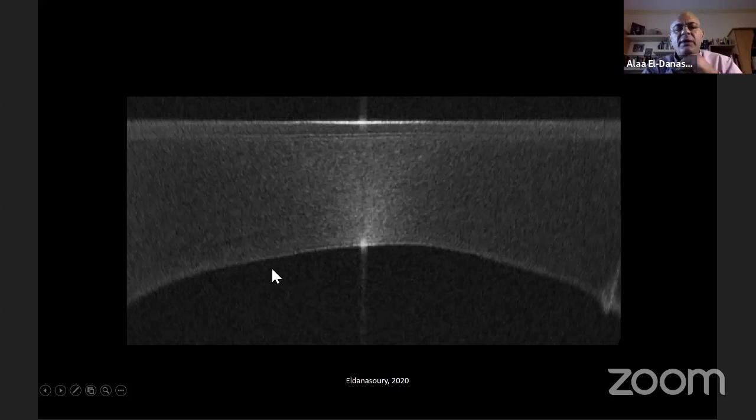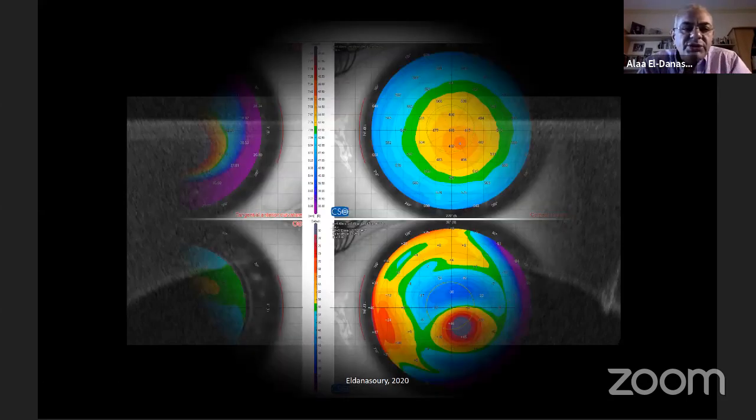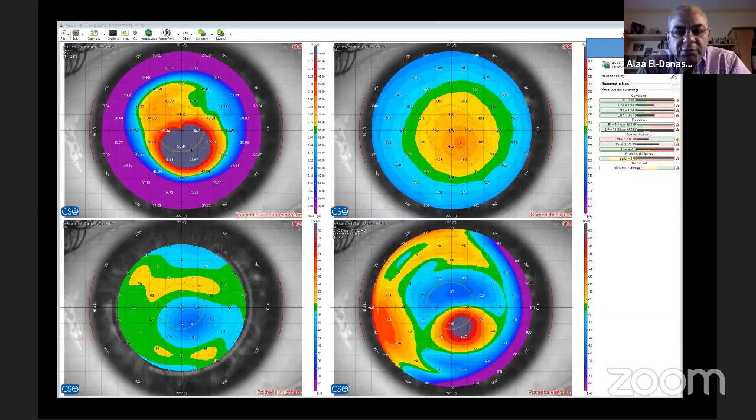Now, let's focus in the next few minutes on the selection of patients for laser vision correction. So what we want to do basically is to exclude those patients who have a very early keratoconus or are prone to develop ectasia after laser vision correction surgery. This case is a definite keratoconus. No one will argue. There is no debate here.